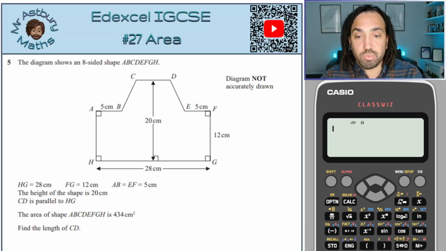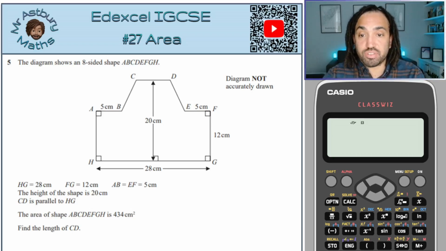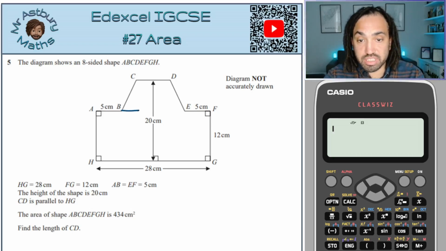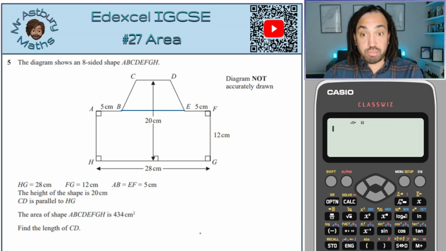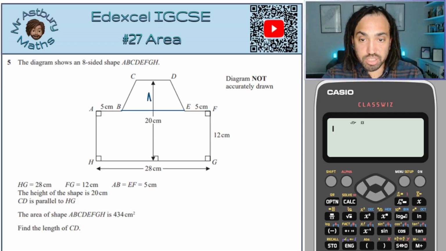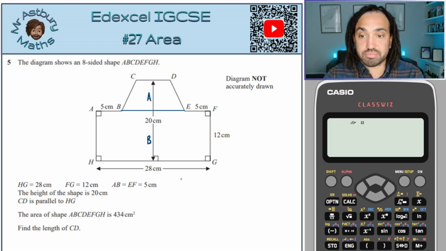Okay, we have a very funky looking area here, and we're told that the area of the whole shape is 434. Find the length of CD. So what I'm going to do is, because it's a compound shape, I'm going to split it up into two shapes. I'm going to call this one A and I'll call this one B.